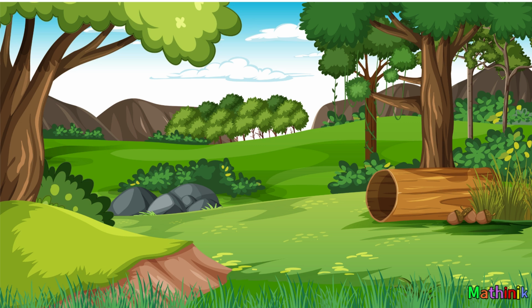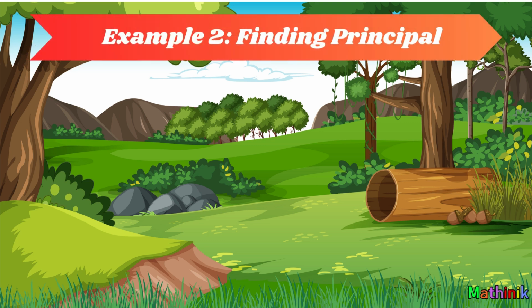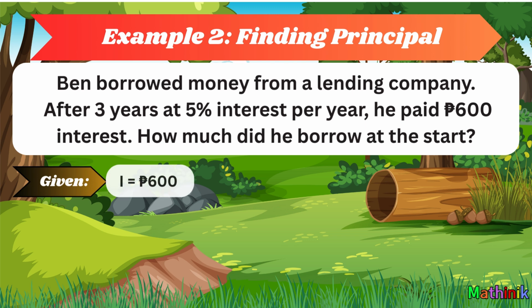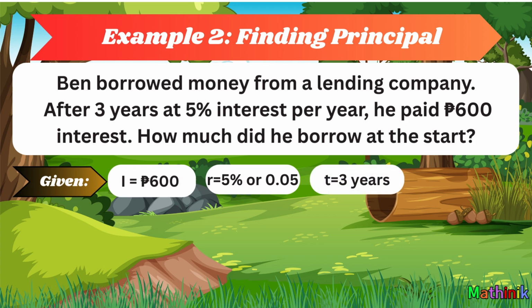Example 2. Finding principal. Ben borrowed some money from a lending company. After 3 years at 5% per year, he paid 600 pesos as interest. How much did he borrow at the start? Let us identify the given values. The interest is 600 pesos. The rate is 5%. The time is 3 years. We are asked to find the principal.